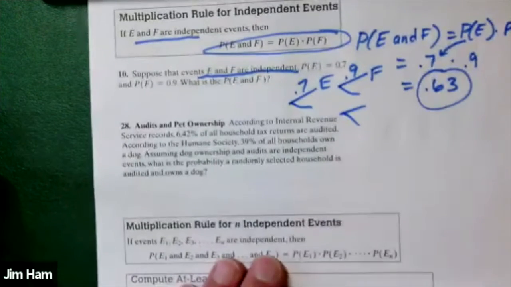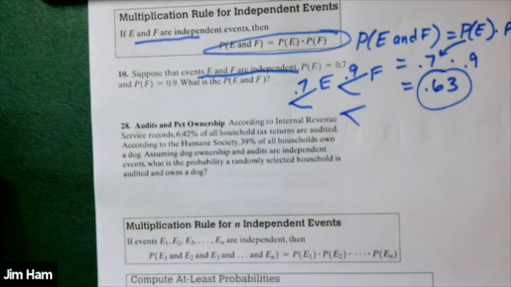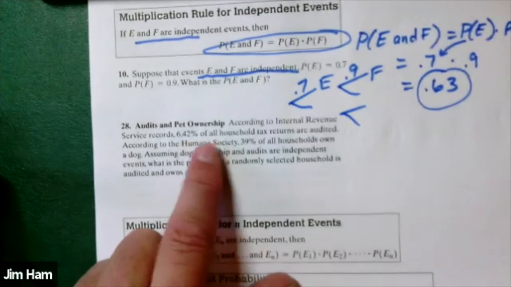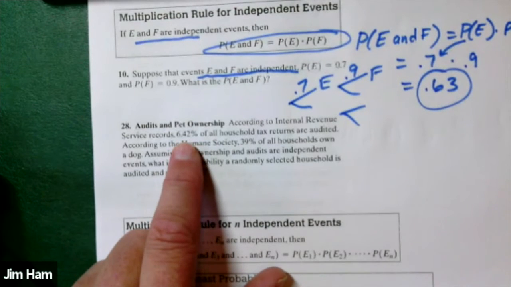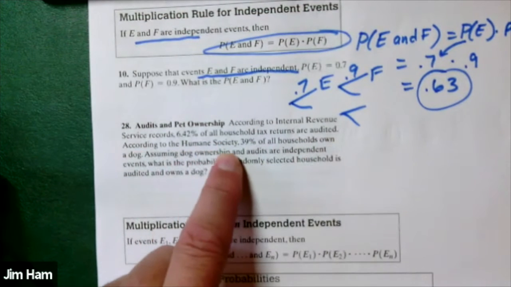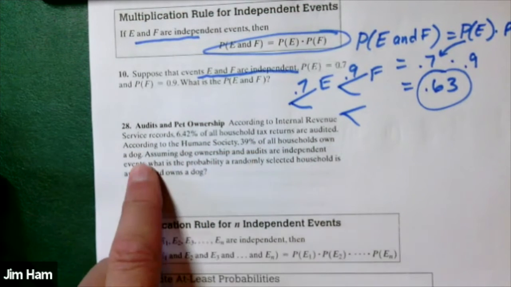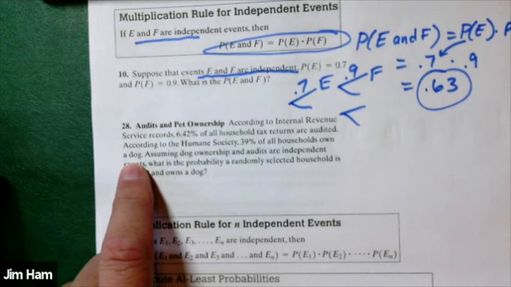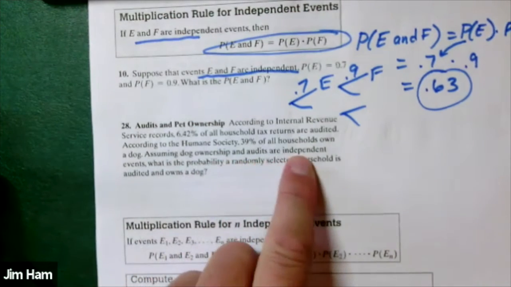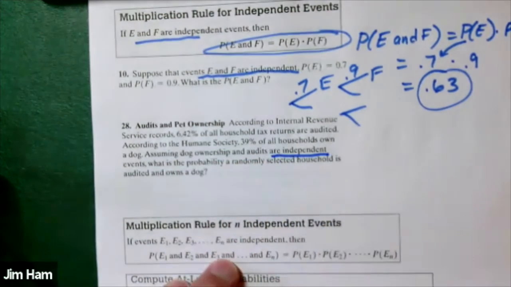Okay, next one, audits and pet ownership. Your tax return can get audited, but that only happens to 6.42% of Americans. Do they get their tax return audited? We know our president is one of them, talks about it a lot. According to the Humane Society, 39% of all households own a dog. I think we did an example earlier where it was 30-some percent. Assuming dog ownership and audits are independent.